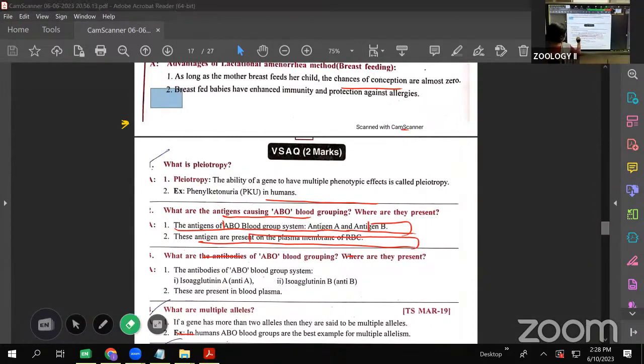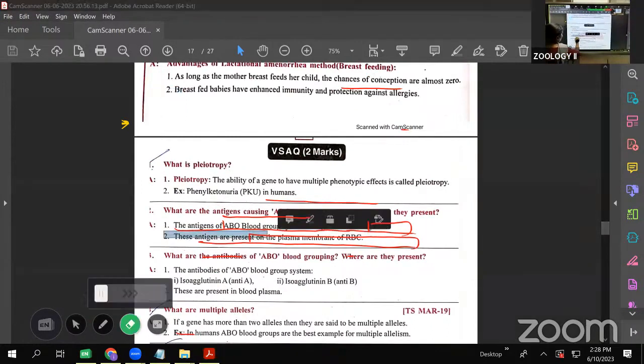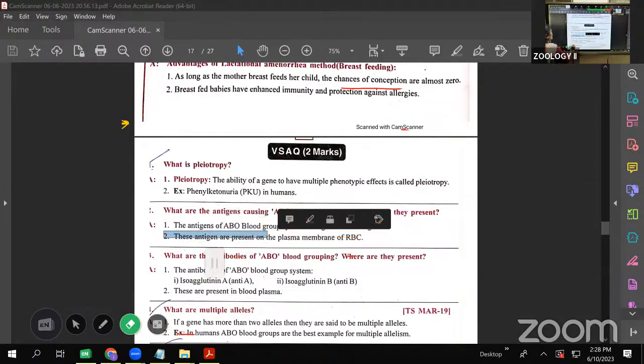Next, the first one is pleiotropy. Pleiotropy means the ability to produce multiple phenotypes. Here, the ability of a gene to have multiple phenotypic effects is called pleiotropy. Here, one gene affects multiple phenotypic effects, which we call pleiotropy.